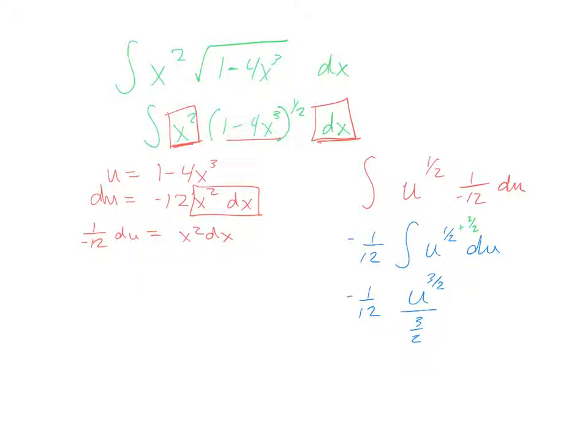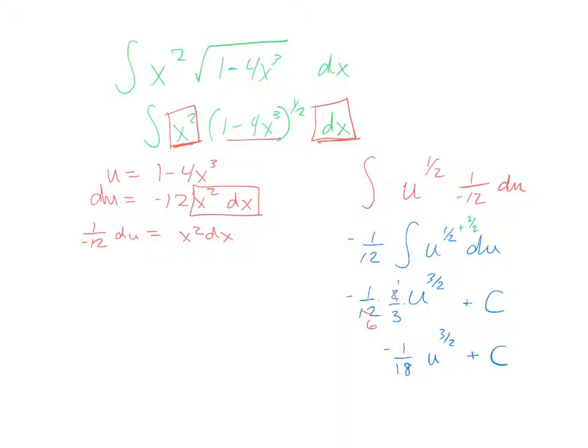But instead of dividing by 3/2, I would much rather skip a step for myself and instead multiply by the reciprocal of 3/2, which would be 2/3. So instead of dividing by 3/2, we multiply by its reciprocal. Now I'm going to simplify this a little bit. I can simplify the 2 and the 12, so I end up with negative 1 over 18 u to the 3/2 power plus c.